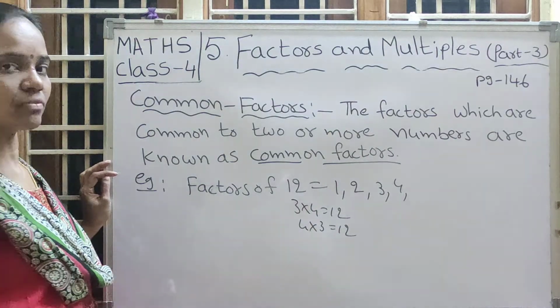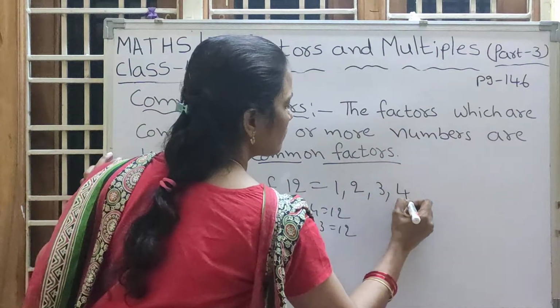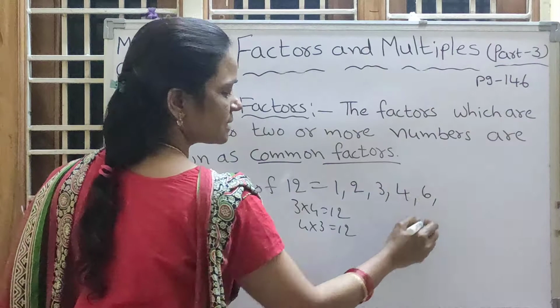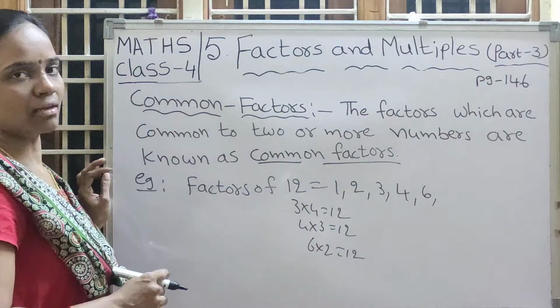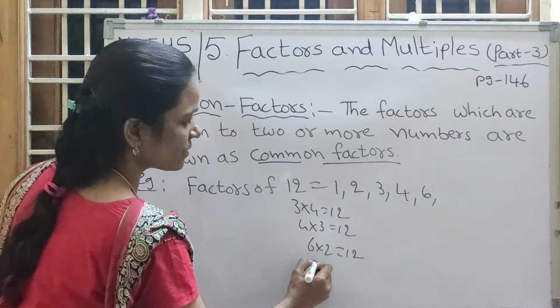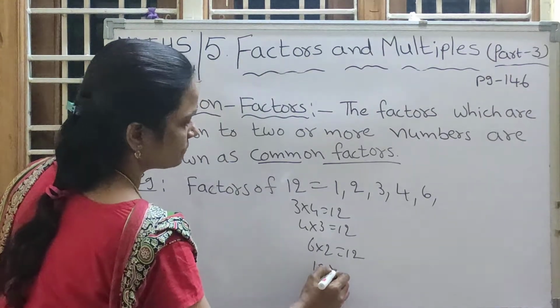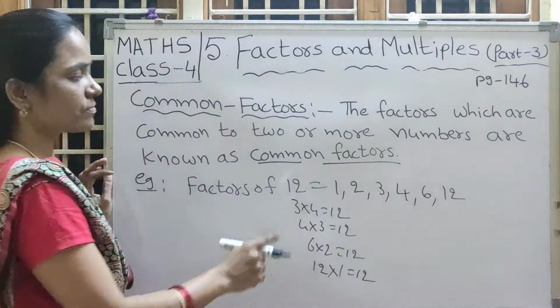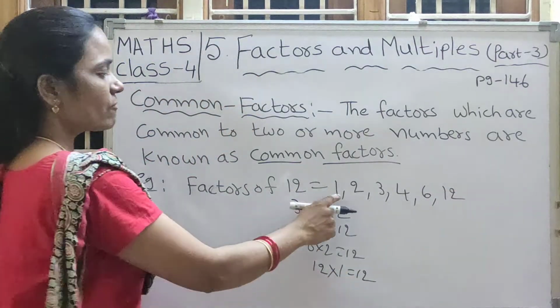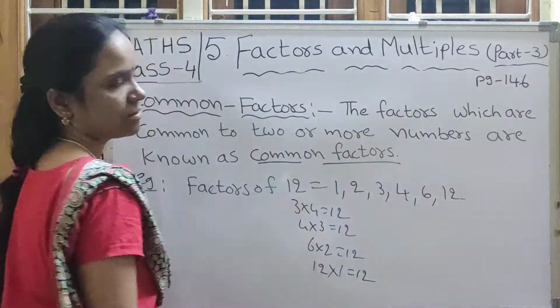5 table, do we get 12, children? No. And 6 table? Yes, 6 twos are 12. So 6 is a factor of 12. Next, directly in the 12 table, 12 ones are 12, so 12 is a factor of 12. So what are the factors of 12? 1, 2, 3, 4, 6, 12.